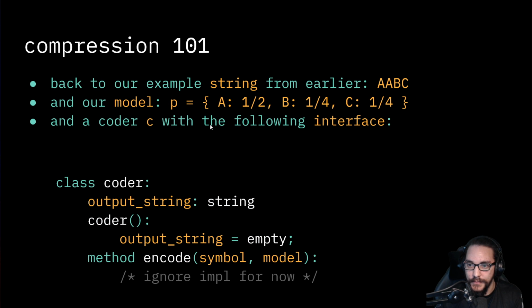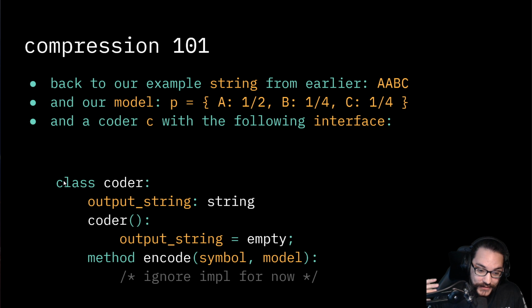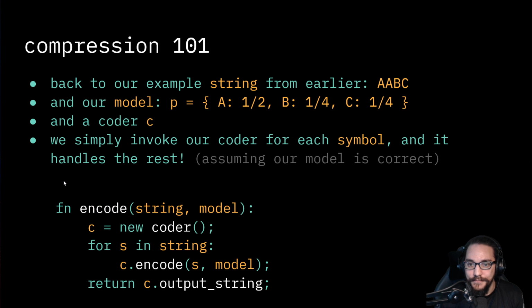So again, from this string, we're gonna define sort of what I would call the coder interface. So this would be, I don't know, some made up language where you can make a class. So a coder has an output string that it's gonna output bits to, and it has this encode method. And the idea is that you give it a symbol and a model, and it will maybe output some bits, maybe not. And the idea is that we're gonna invoke that for every one of our symbols in order and give it our model, and it should give us an output bit string that matches what we expect.